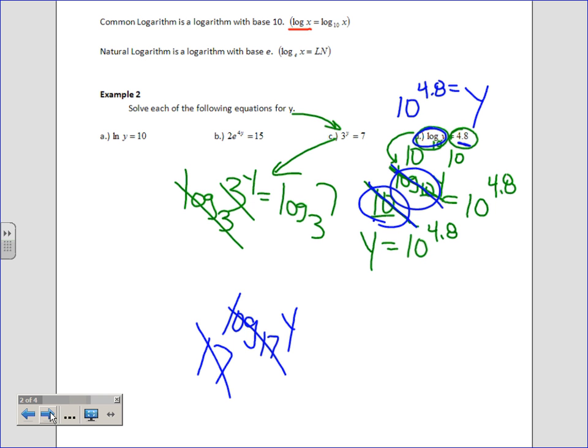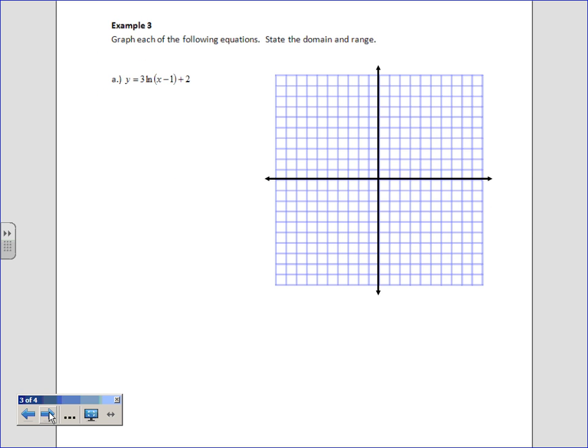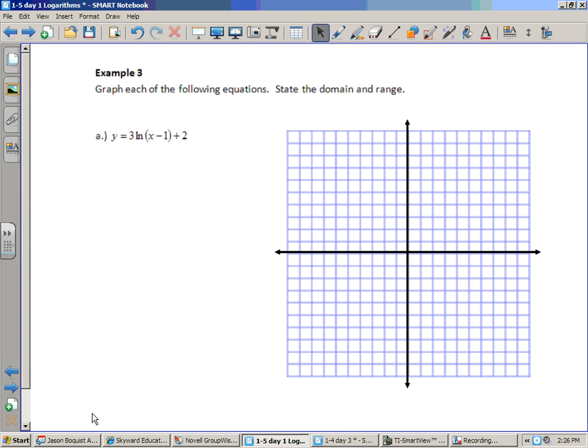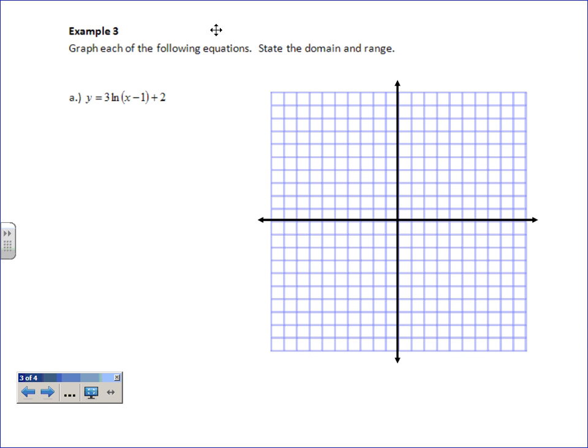All right, I believe you're going to need some graphing calculators. Here, much better.